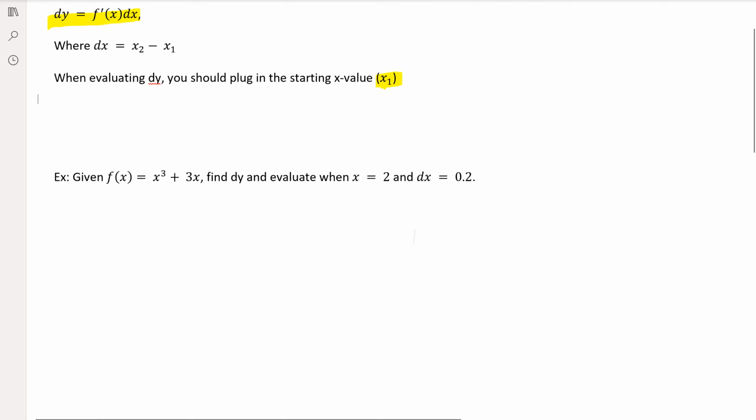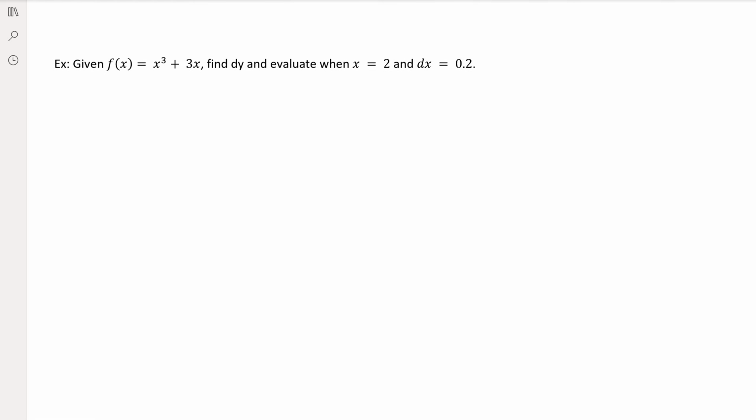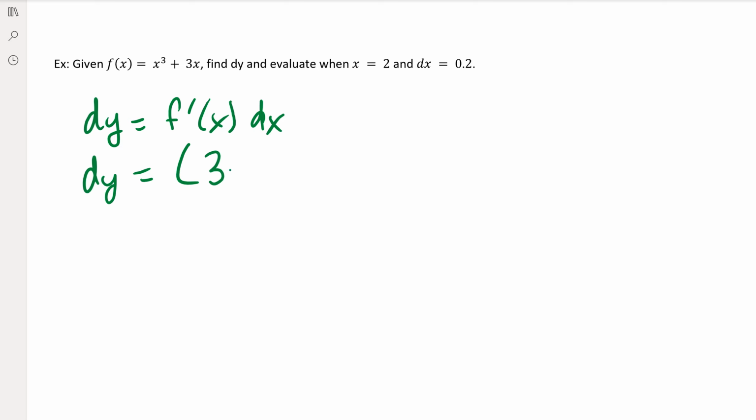For example, suppose we're given that f of x is x cubed plus 3x. They want us to find dy and evaluate it when x is equal to 2 and dx is equal to 0.2. To recap, dy is f prime of x times dx, our differential in x, which is the change in x. Since f of x is equal to x cubed plus 3x, f prime of x will be 3x squared plus 3, and that entire quantity gets multiplied by dx.